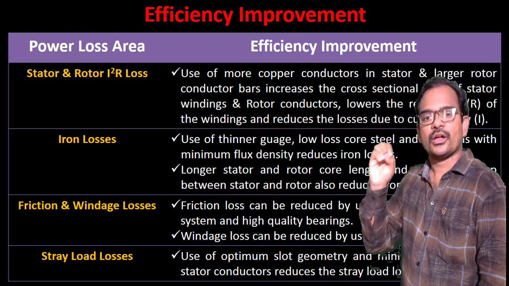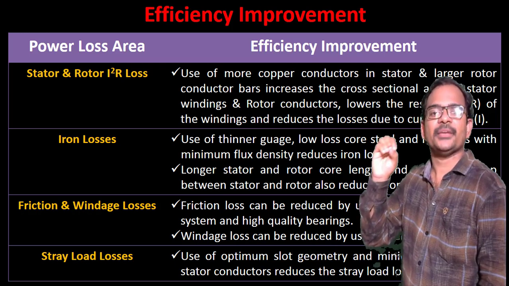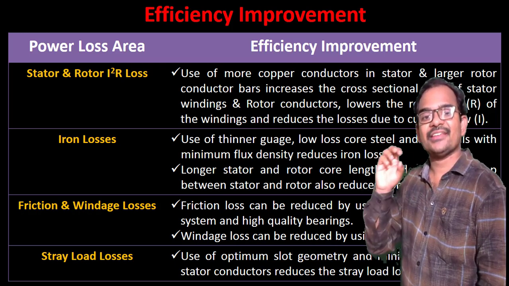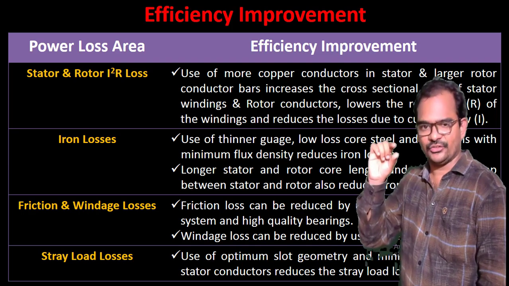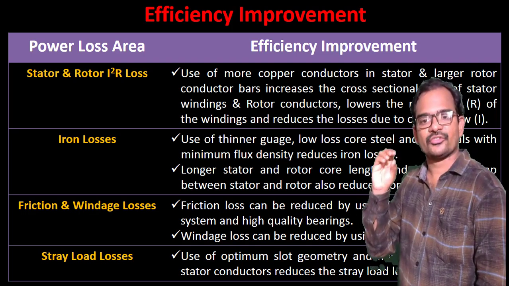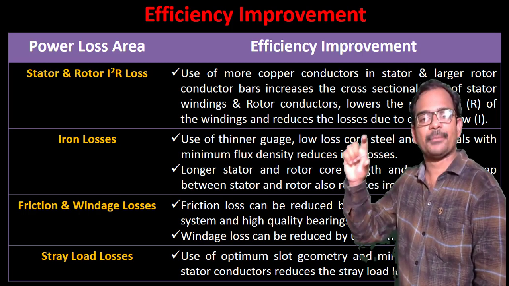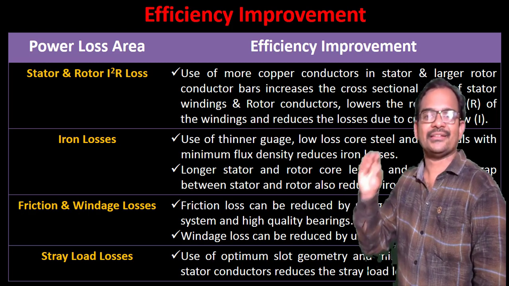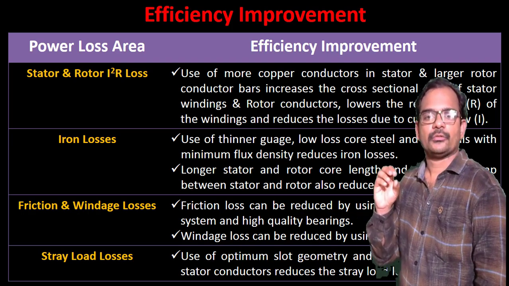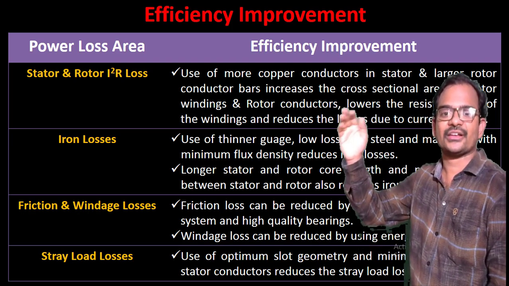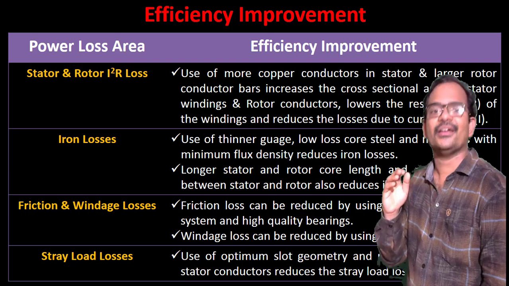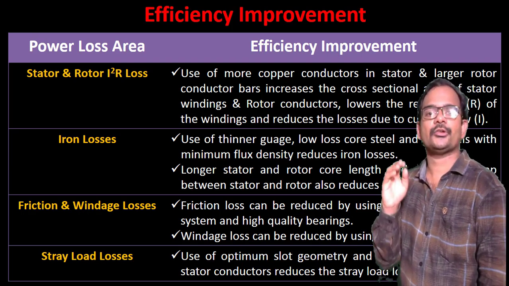We need to use low loss core steel and materials with minimum flux density. And what are the design specifications? We have to use thinner gauge, as well as long stator and rotor core lengths, as well as we should maintain a precise air gap between stator and rotor. These are the design specifications. So both the high quality material specifications and the design specifications are incorporated into a standard motor in order to reduce the iron losses.